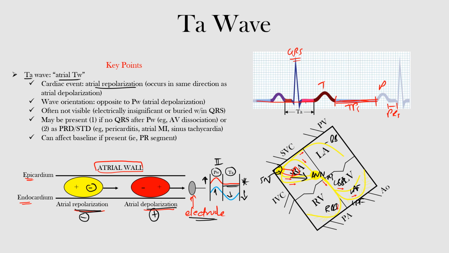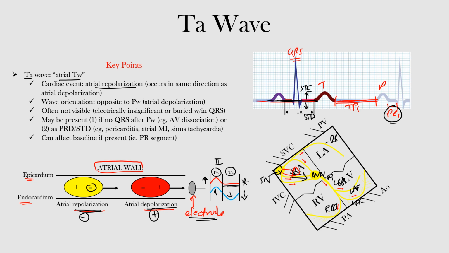Okay, ST depression would be when this part goes down, the ST segment goes down. ST elevation is when this goes up. All right, so we want to know what the baseline is, and after much debate, the PR segment is what we use as our baseline. Okay, but you can imagine if you have a big TA wave.